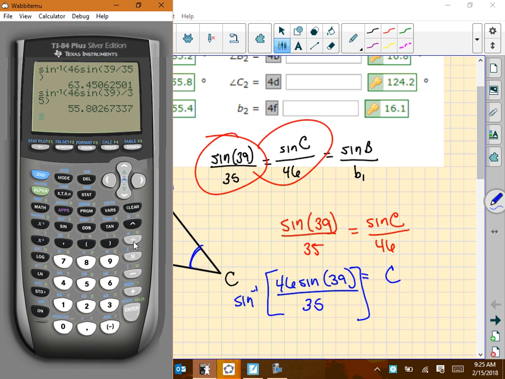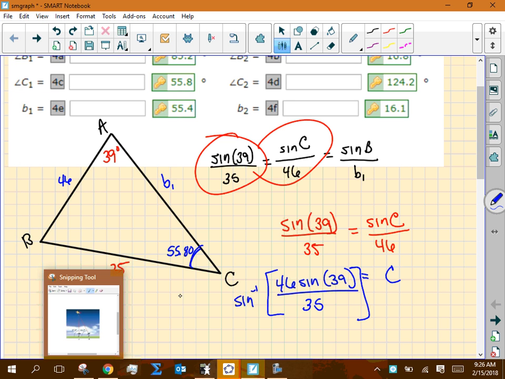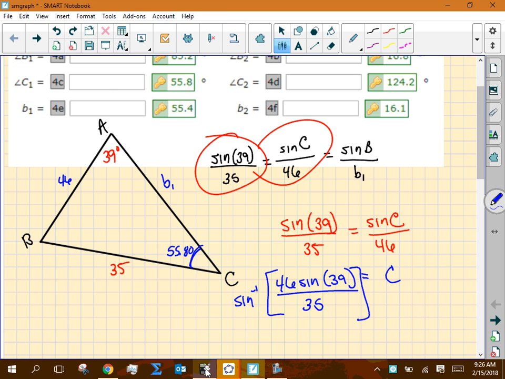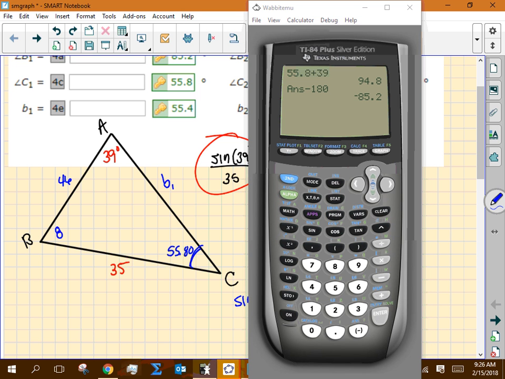There we go. 55.8. Is that okay? Okay. So if that's 55.8, we have enough room then, because how many degrees are you allowed to have in a triangle? 180. So I got 55.8 plus 39, 94.8. Take that and remove it from 180. It should give me this angle over here to be 85.2 degrees, right? Does that make sense?